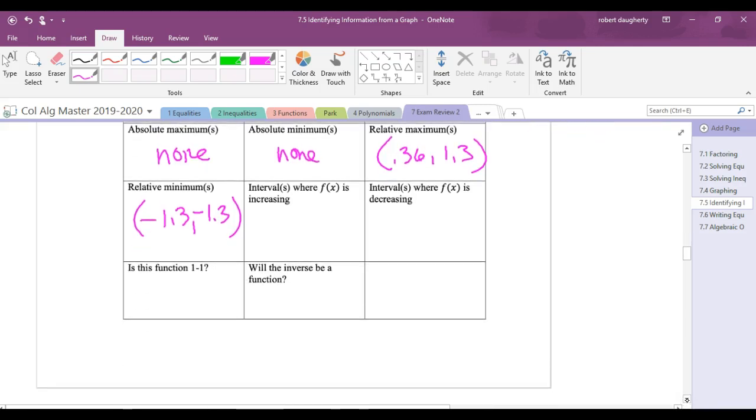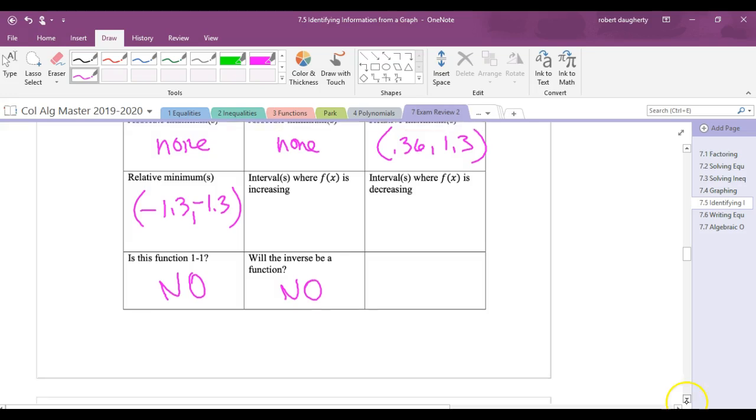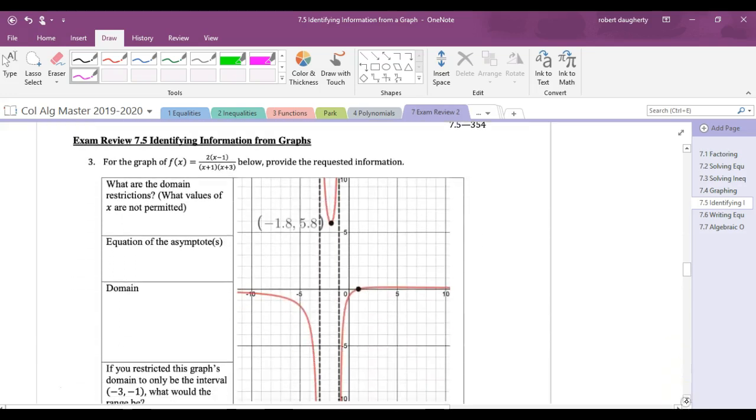Okay, so is this one-to-one? No. And when it's not one-to-one, the inverse is not a function. Will the inverse be a function? No, the inverse is not a function in this case.